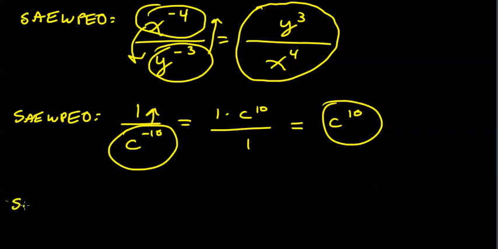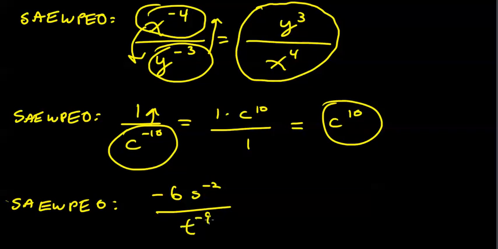Let's try another one. Simplify and express with positive exponents only. Minus 6 s to the minus 2 power over t to the minus 9 power. Alright, now again the goal here is to express as simply as possible with positive exponents only. Now notice that minus 6 is going to stay where it is. There is no exponent working on that minus 6. Right? This is an implied product here, and the exponents do not touch that minus 6. Alright, so I'm going to leave the minus 6 upstairs where it belongs.